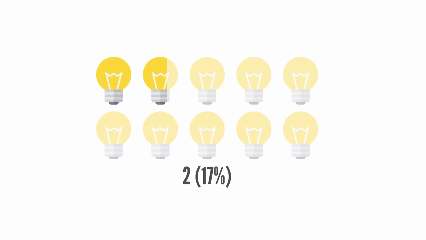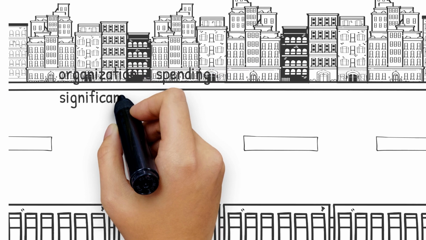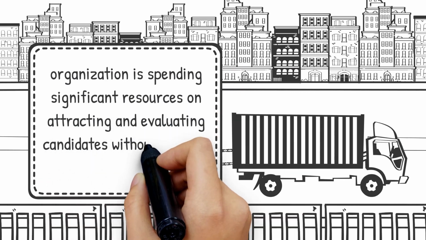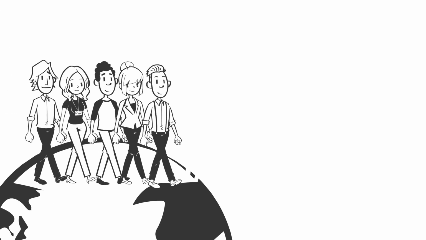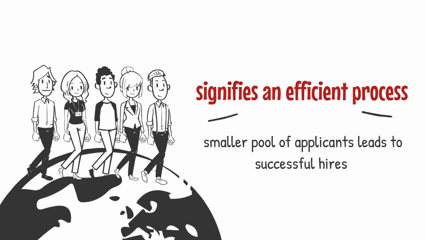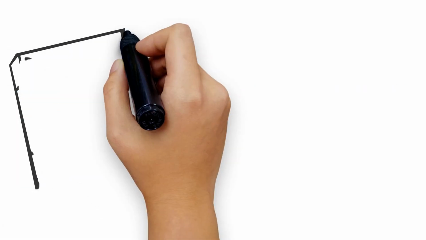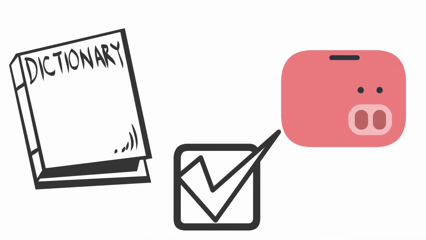A low hiring ratio, where a large number of applicants result in a few job offers, suggests an inefficient recruitment process. It implies that the organization is spending significant resources on attracting and evaluating candidates without yielding proportionate results. Conversely, a high hiring ratio signifies an efficient process where a smaller pool of applicants leads to successful hires. This efficiency translates into cost savings, as fewer resources are required to find the right candidates.